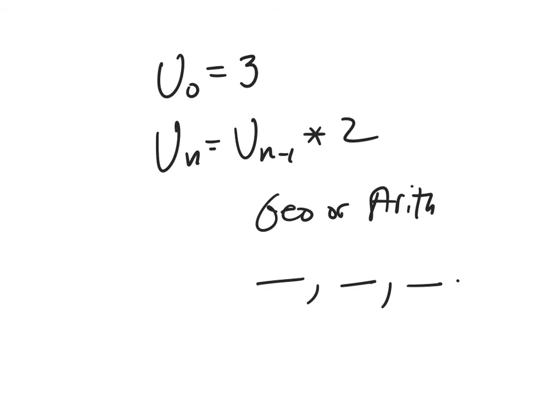So did you say 3? That's a safe bet. It was given as the first term. And then I times by 2 makes 6, and then I times by 2 makes 12. 3, 6, 12. Raise your hand if you had that one right. Awesome. Was it arithmetic or geometric?